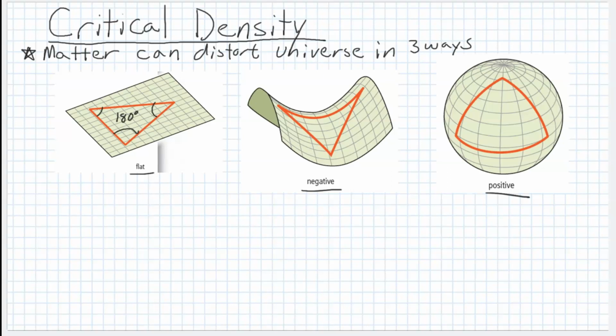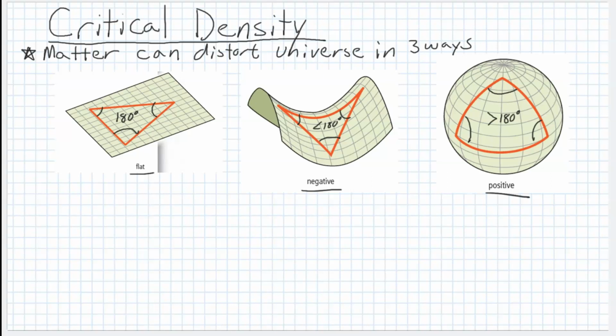So you can differentiate between these three amounts of matter by, like, if you were to draw an equilateral triangle on each universe. So in the flat universe, if I added up all the angles, they would add to 180. In the negatively curved universe, they would add up to less than 180, sorry. And in a universe with a positive curvature like this, it would be greater than 180 degrees.